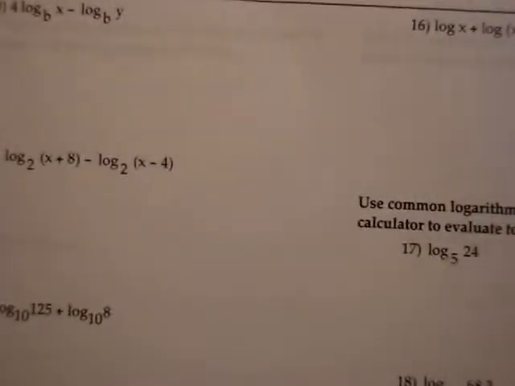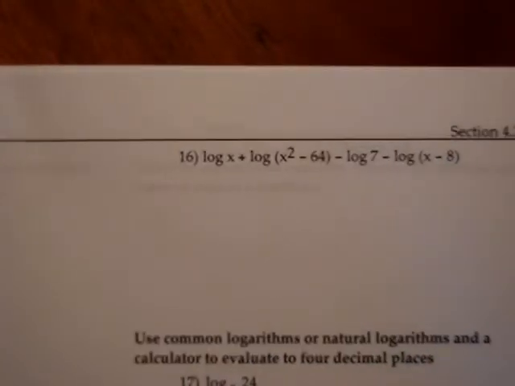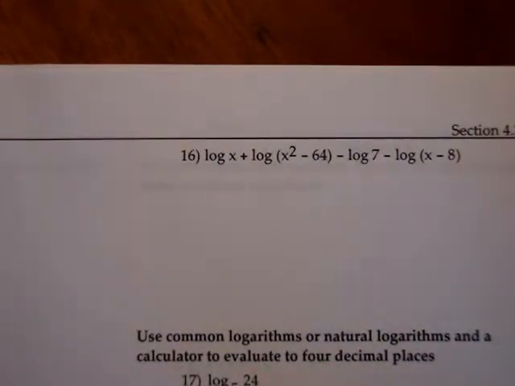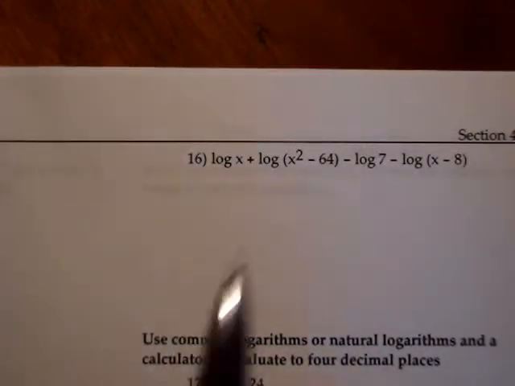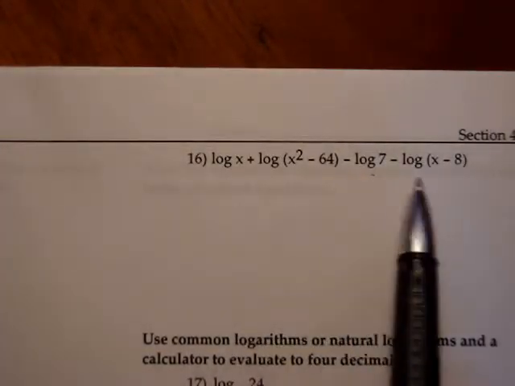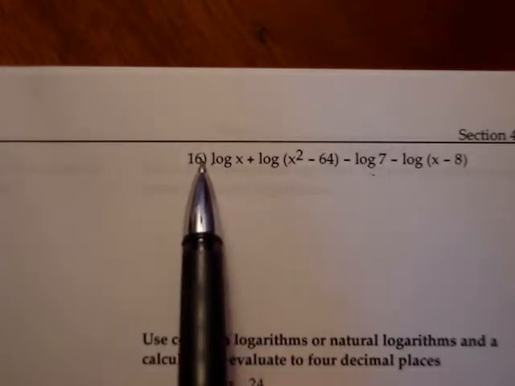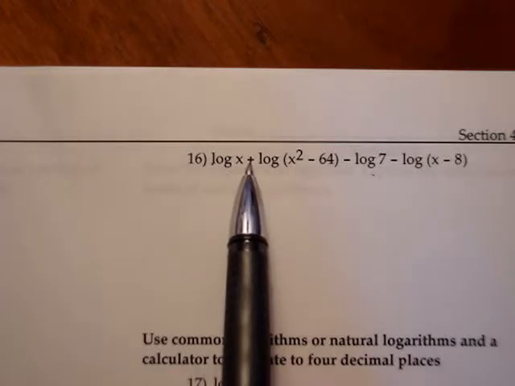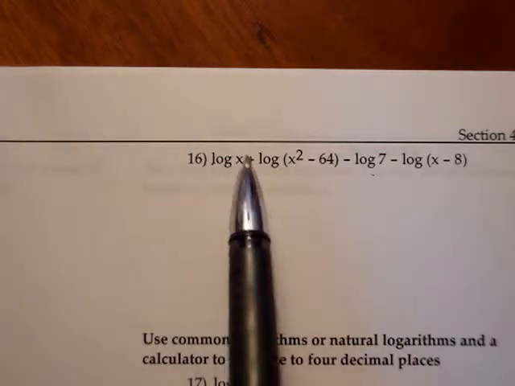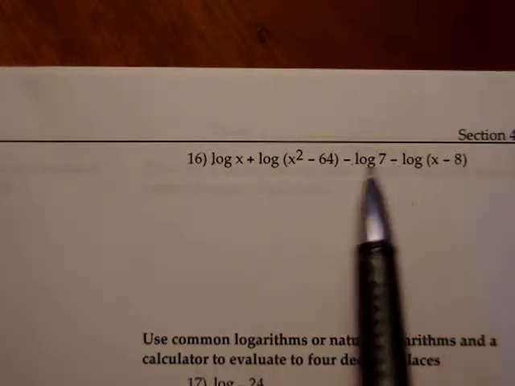I'm going to do number 16 actually. And I'm going to show you a little shortcut. It turns out that if you're condensing logs, first, of course, make sure all your logs have the same base. They do. This is base 10. If your log has a positive in front or a positive coefficient, then it's going to be in the top. If it has a negative in front, it's going to go in the bottom. That was a division to begin with.